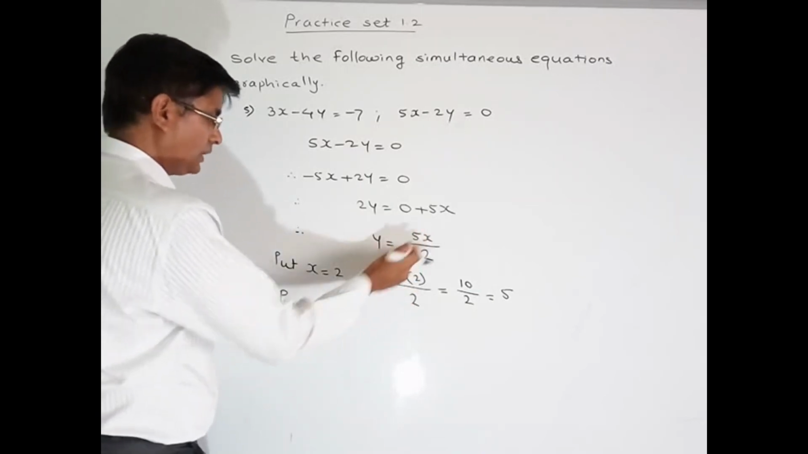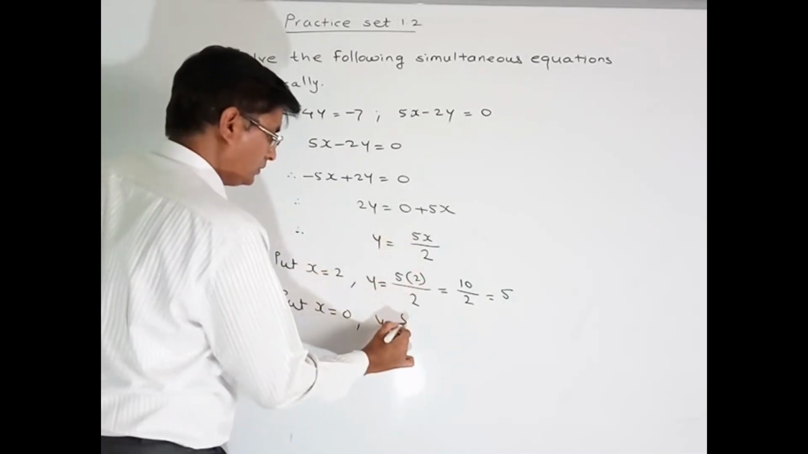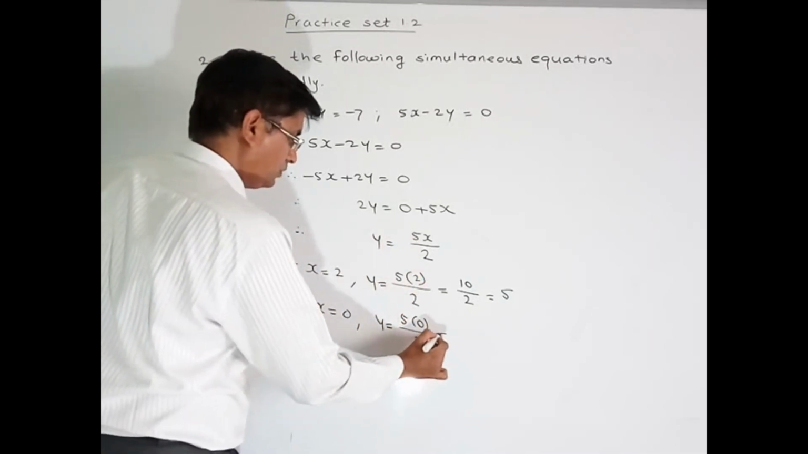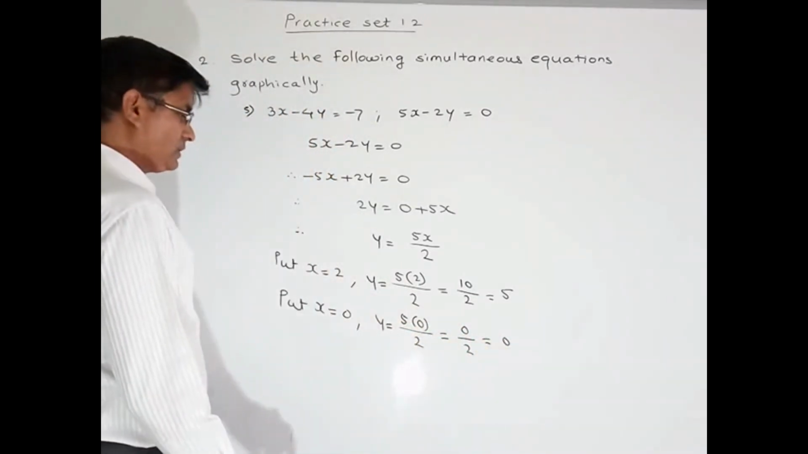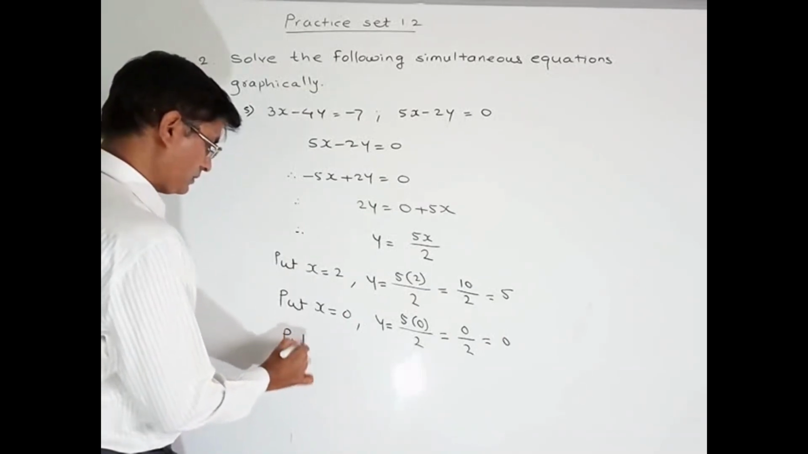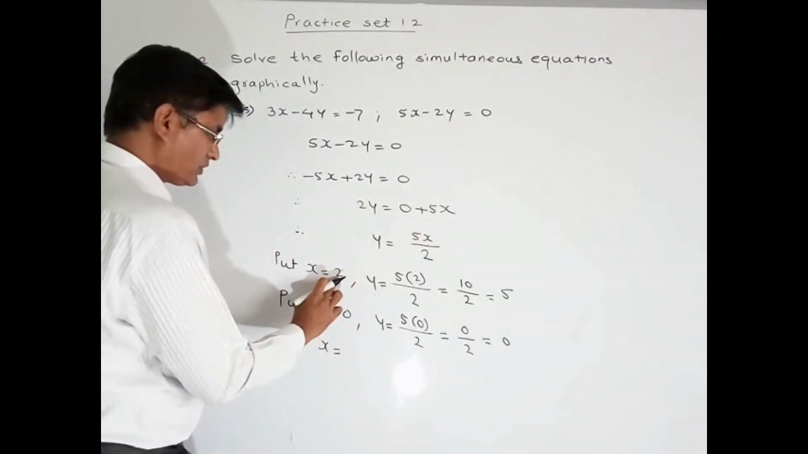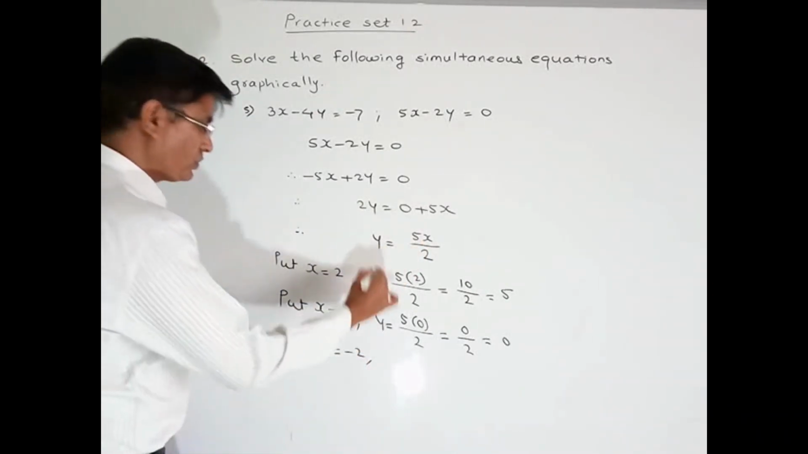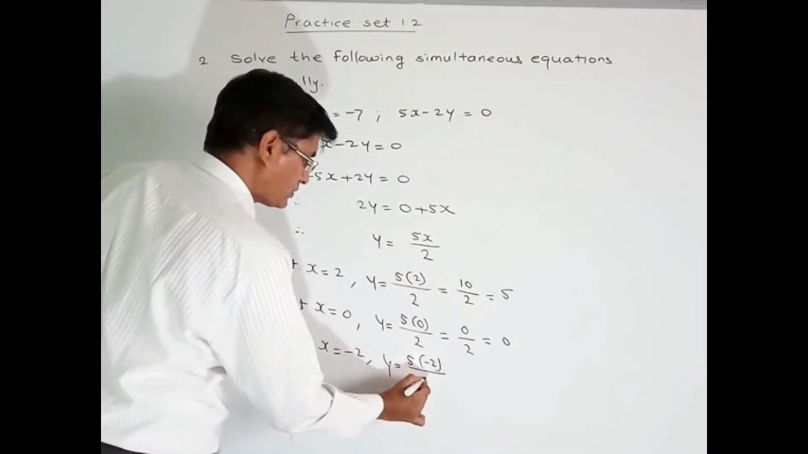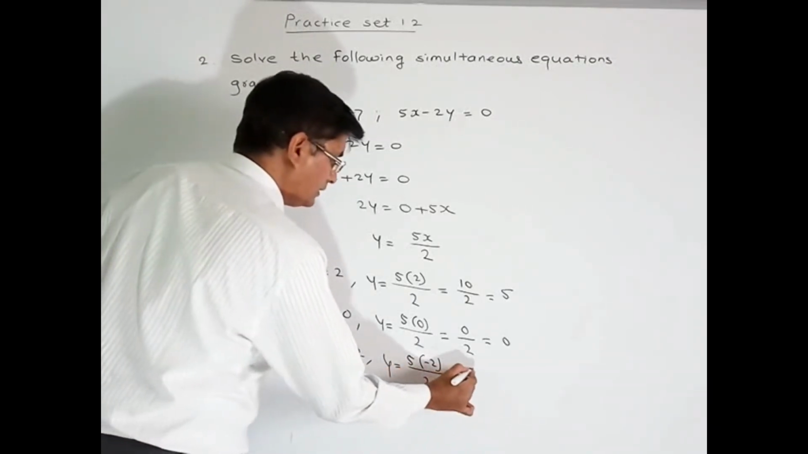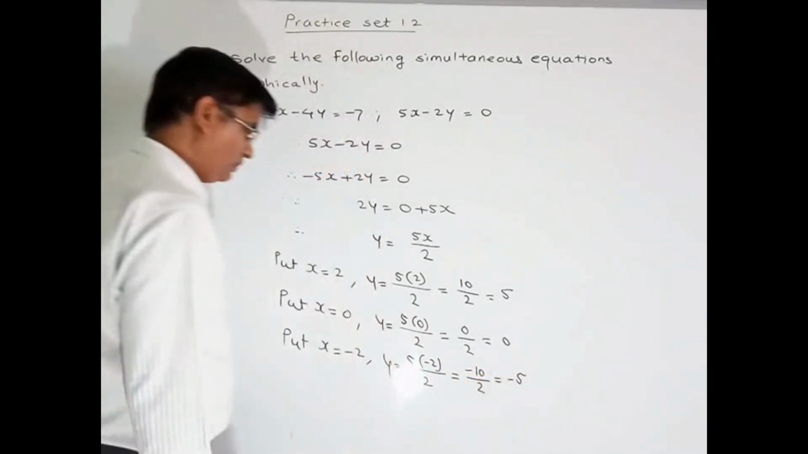Put x is equal to, I will take 0. So what value will we get? y is equal to 5 into bracket 0 divided by 2. 5 into 0 is 0, 0 divided by 2, answer is 0. Third, put x is equal to, now here it is 2, now I will take minus 2. So y is equal to 5 into bracket value of x, minus 2, divided by 2. 5 twos are 10, minus 10 divided by 2, answer is minus 5.